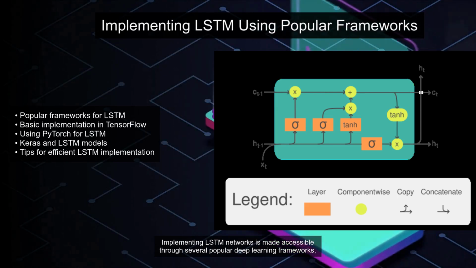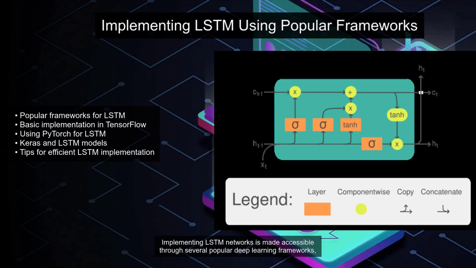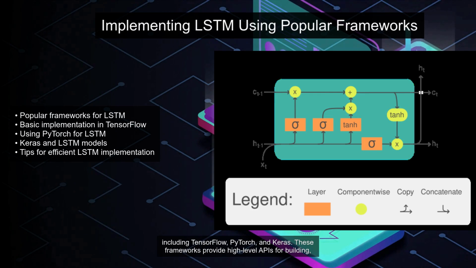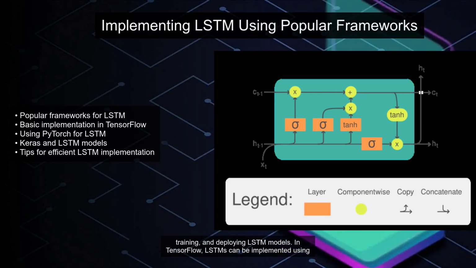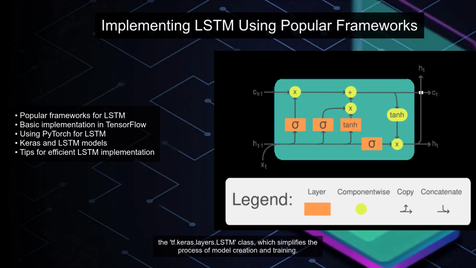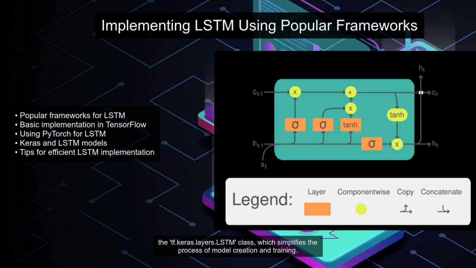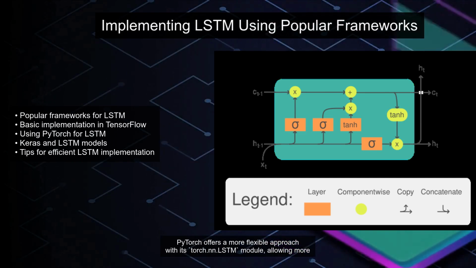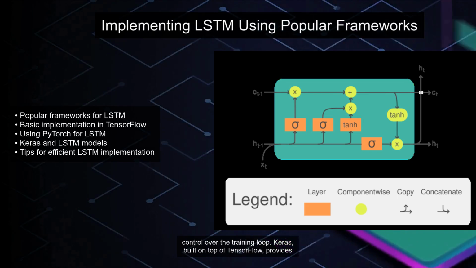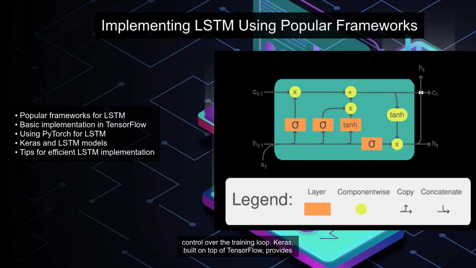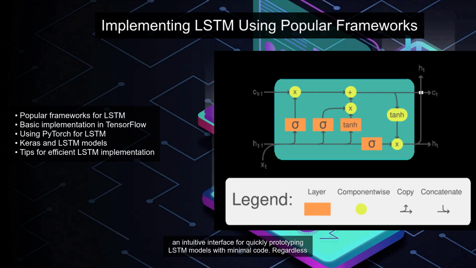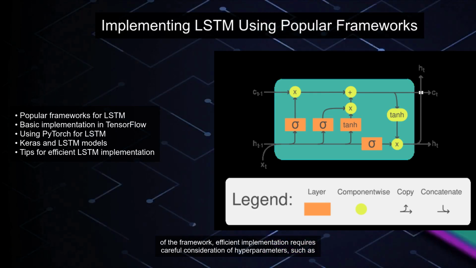Implementing LSTM networks is made accessible through several popular deep learning frameworks, including TensorFlow, PyTorch, and Keras. These frameworks provide high-level APIs for building, training, and deploying LSTM models. In TensorFlow, LSTMs can be implemented using the tf.keras.layers.LSTM class, which simplifies the process of model creation and training. PyTorch offers a more flexible approach with its torch.nn.LSTM module, allowing more control over the training loop. Keras, built on top of TensorFlow, provides an intuitive interface for quickly prototyping LSTM models with minimal code.